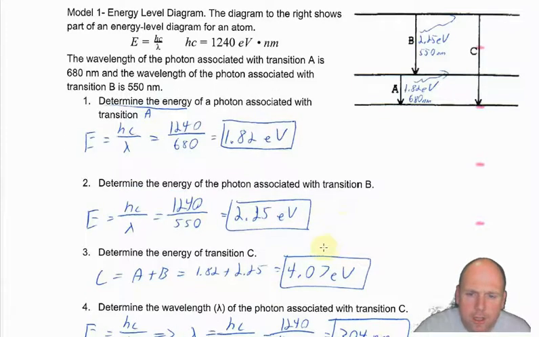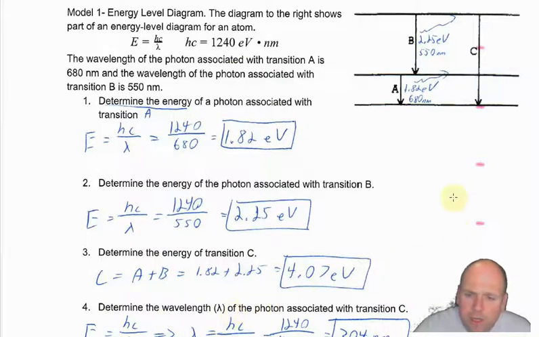All right. So then 3 says determine the energy of transition C. So what is the energy of the photon that leaves from C? Well, C is B and A. It's both drops. So it's just going to be A plus B. It's going to be 1.82 plus 2.25, or 4.07 electron volts. So that energy drop is just the two together. This is quantum physics. This is quantized values. So if we know 2 of the values, then the third value is just add them up.